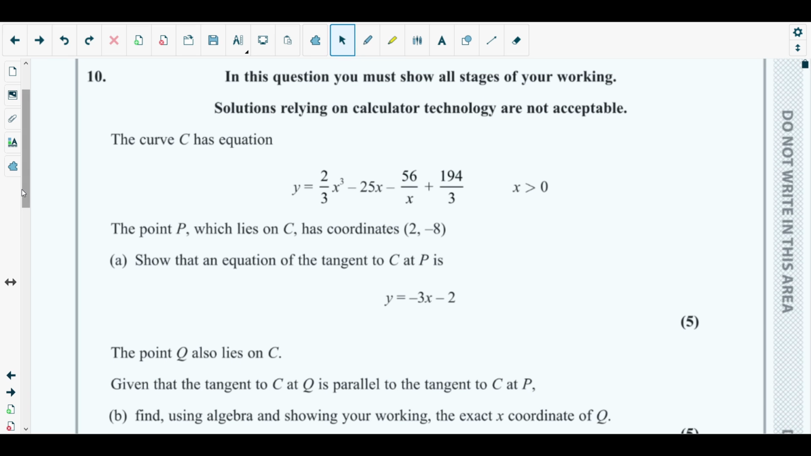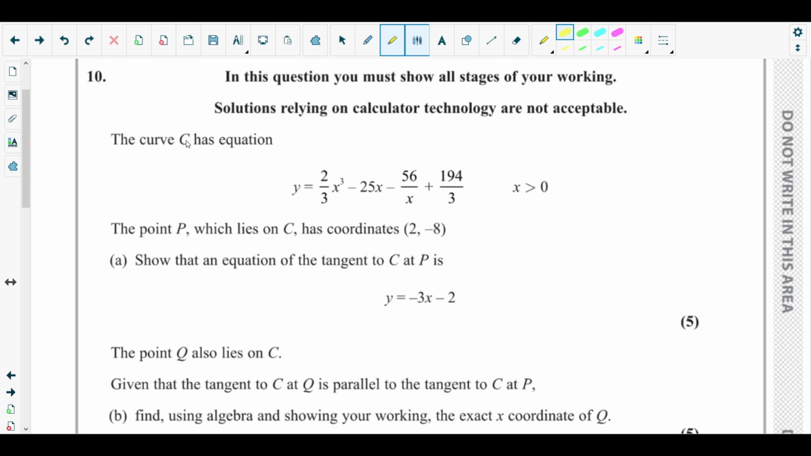The concept behind this question is basically from differentiation, discussed in chapter number 8 of your P1 textbook, and you also need some concepts from chapter number 5, straight line graphs, like finding straight line equations. In order to solve this question, you should have solved sufficient questions from chapter 5, straight line graphs, and chapter 8, differentiation. So let's get started with question number 10.